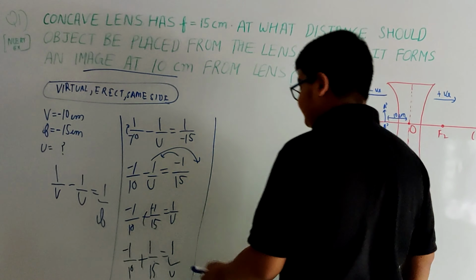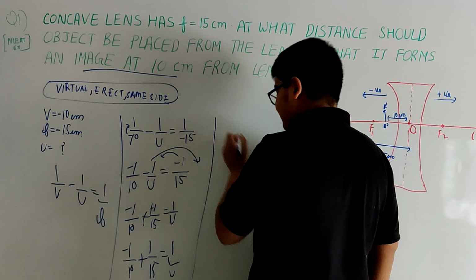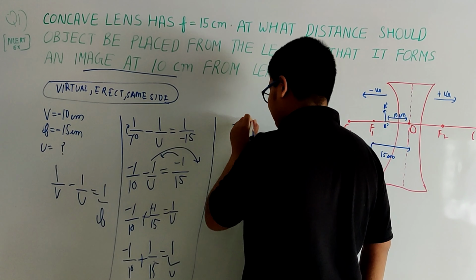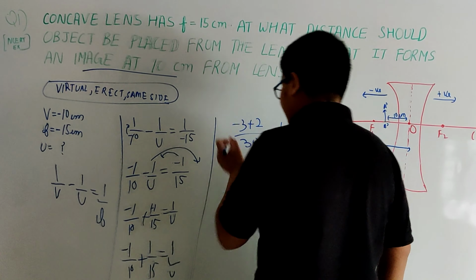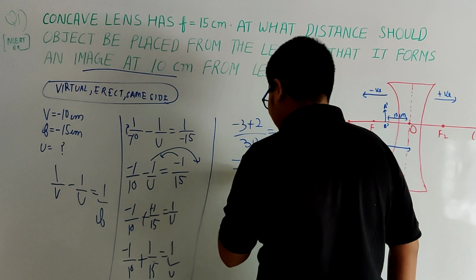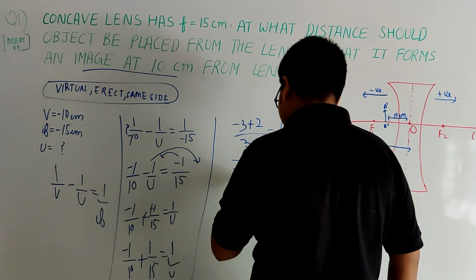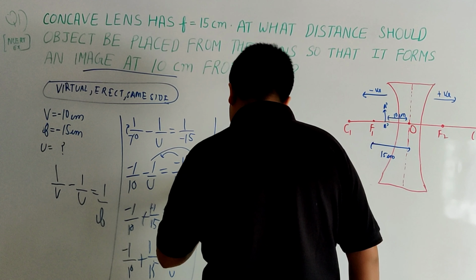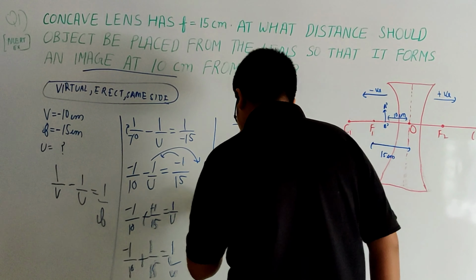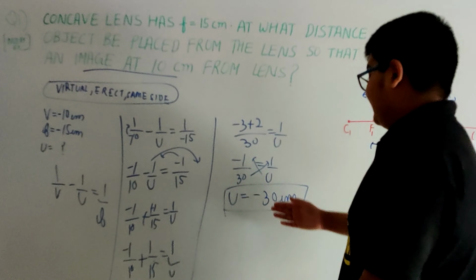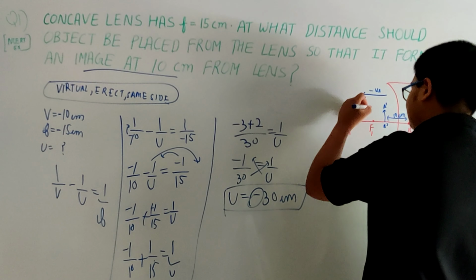And again from here, we now have to take the LCM. So LCM is 30. So that's why minus 3 plus 2 upon 30 is equal to 1 upon u. We just have to solve and we will get that minus 1 upon 30 is equal to 1 upon u. So if we transpose them, we will get that u is equal to minus 30. So this is the final object distance, and as it is in minus, we are again confirmed that it is to this side.